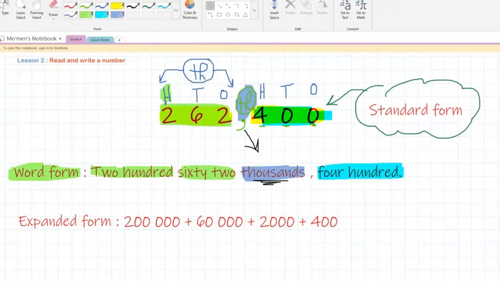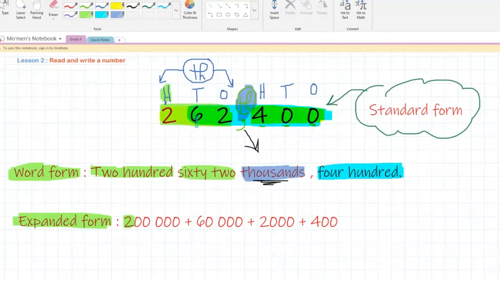What about expanded form here? Expanded form means we are going to add the values of each digit inside this number. Okay, the value of 2 here is what? The value of 2 here in 100,000. So write 2 as we learned before in the first lesson. Write 2 and how many digits to the right of 2?